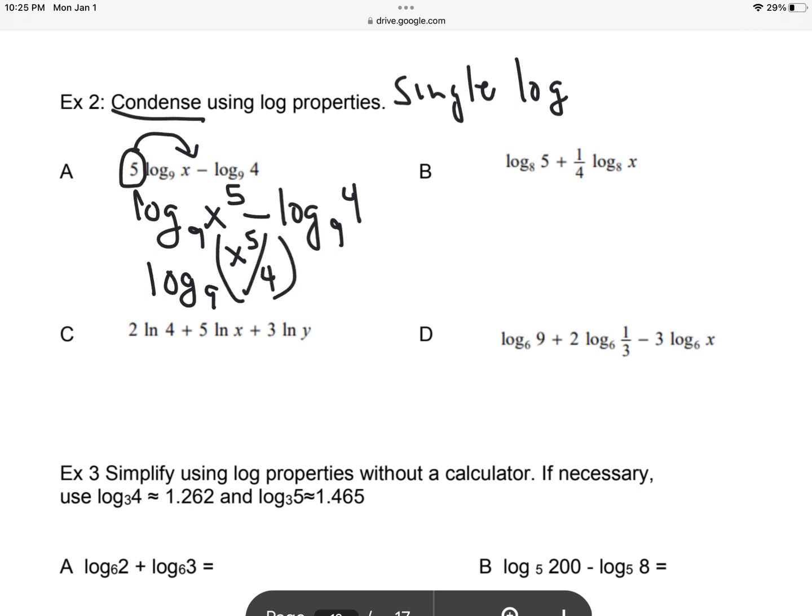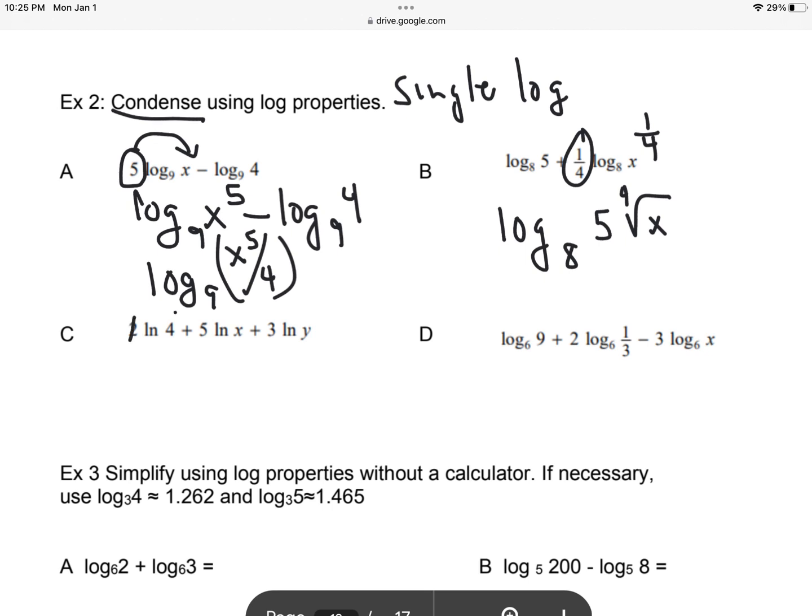So for that second one, I've got to move that 1/4 up first. I could write that as x to the 1/4, or I can write it as the 4th root of x, either way. And I'm going to combine these two logs together by multiplying. So I'm going to have x to the 1/4, or I could have the 4th root of x. Since they're both base 8, I can combine them.